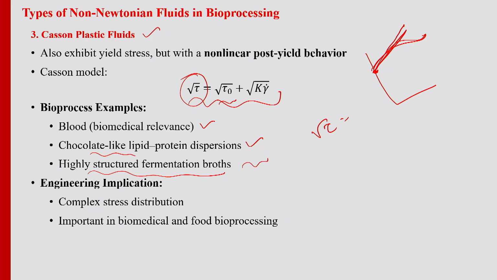So, what are the engineering implications here? Definitely there is a complex stress distribution, which is very important for biomedical, because if you talk about blood, of course biomedical is the main thing here. Then food processing, because we have already discussed chocolate. So food bioprocessing is also very important here. These are the three different types of non-Newtonian fluid models.